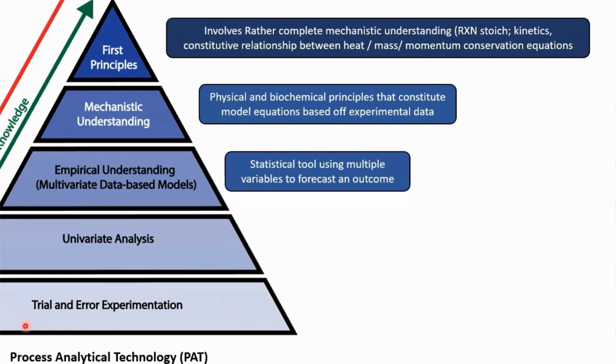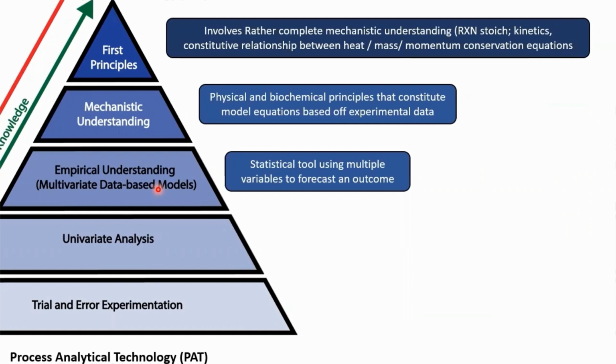So at the very bottom of this pyramid, we have trial and error experimentation, univariate analysis, kind of understanding how one variable has an influence on that quality that we're looking at, in this case, glycosylation. From there, we have a little bit more sophistication, which is empirical understanding. And this is basically using statistical tools, using multiple different variables to forecast the outcome. So we might be taking information from past reactor runs and understanding how those conditions might be influential on what we're running right now, and seeing how the glycosylation might change with that.